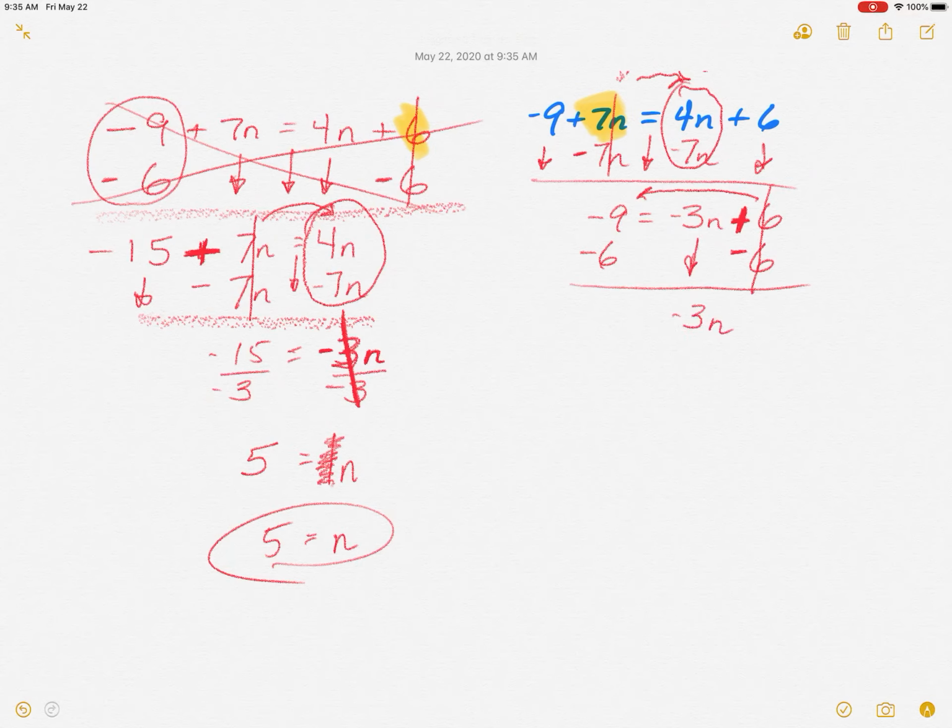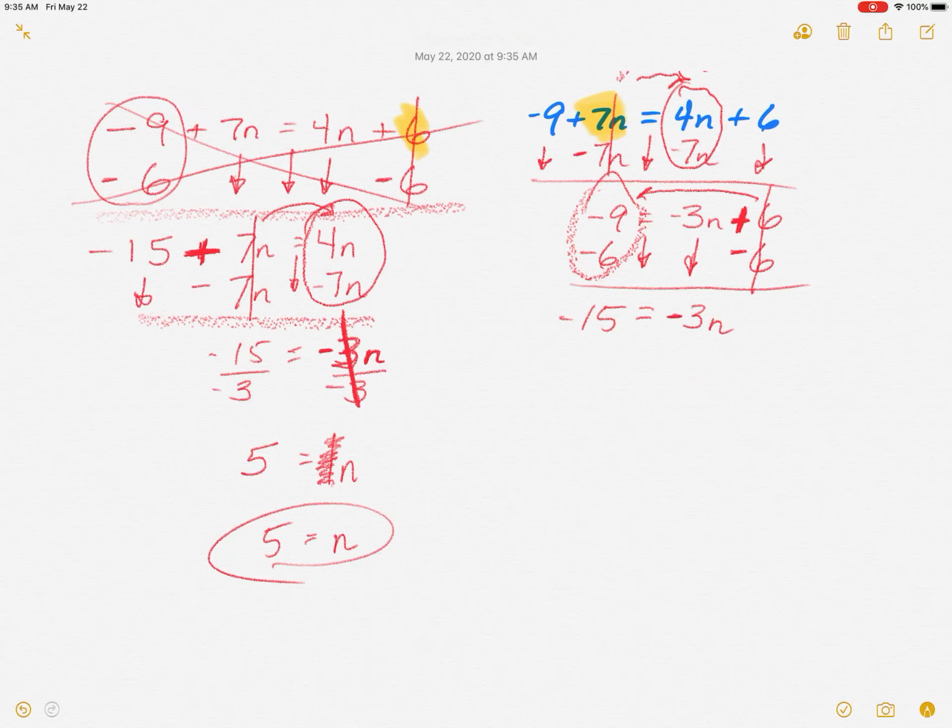So then I'm just going to start by bringing everything else down. Bring my minus 3n down. I'm going to bring my equal sign down. And then I'm going to combine the like terms, and I've got a negative 9 minus 6 equals a negative 15.